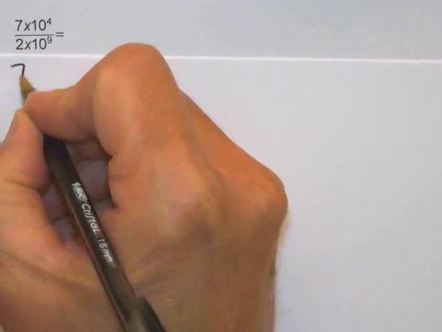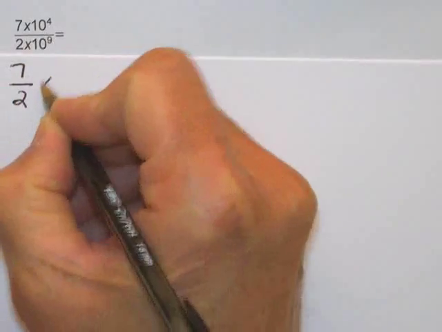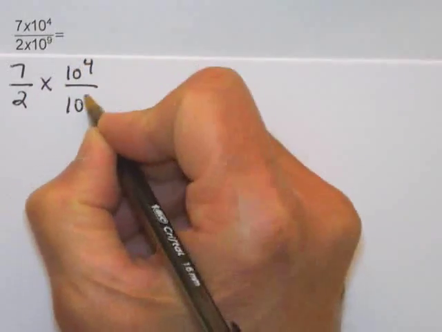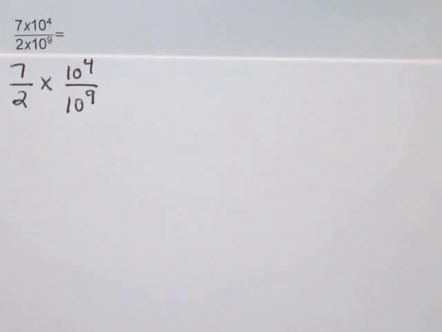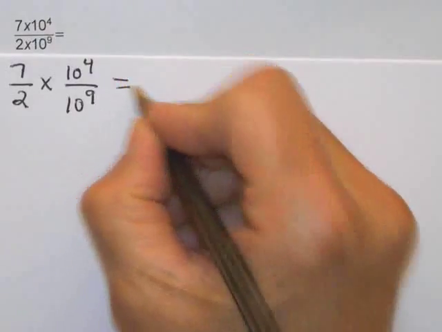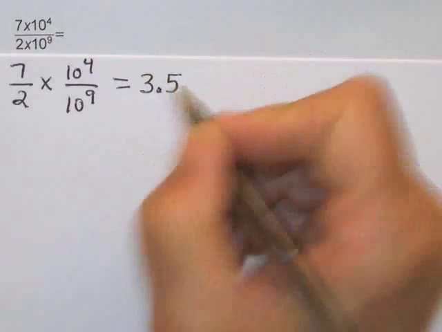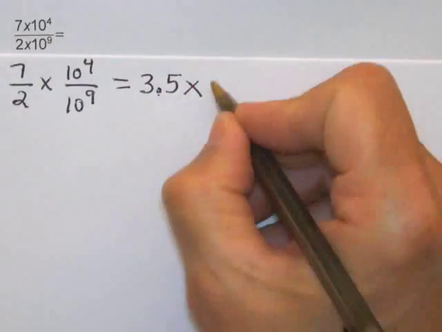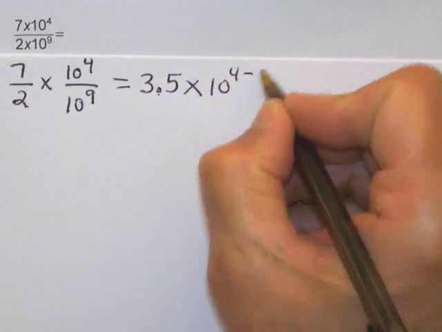So the first thing I'm going to do is split this apart. I'm going to rewrite this as 7 over 2 multiplied by 10 to the 4th power over 10 to the 9th power. That's my first step. My second step is to rewrite this fraction as a decimal, because when we're working in scientific notation, we're using numbers that are greater than or equal to 1 and less than 10. So 7 halves is the equivalent as a decimal to 3.5. If I divide 7 by 2, I'd get 3.5.